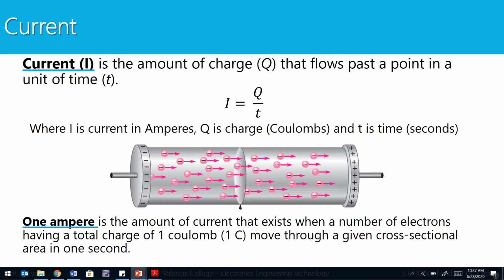Current is measured in amperes, or we say amps for short. And the flow rate for current at its most basic form can be written as I equals Q divided by T, the amount of charge flowing past a certain point divided by the amount of time that has passed. So again, we measure current in amperes. Current is a measure of a rate of flow. And 1 ampere is the amount of current that exists when a number of electrons having a total charge of 1 coulomb move through a given cross-sectional area, think about a wire, in 1 second. So that's the definition of 1 ampere, 1 unit for amps.